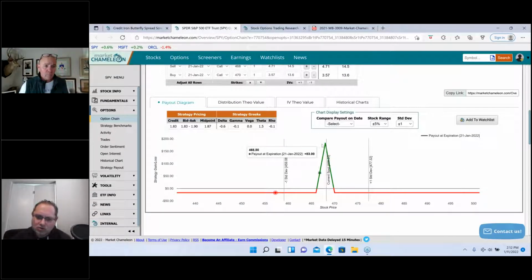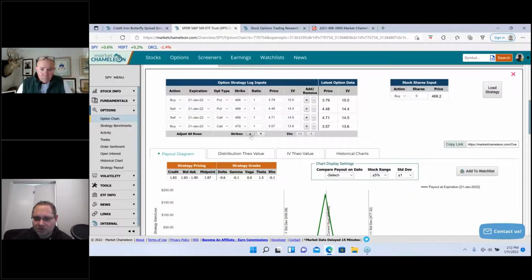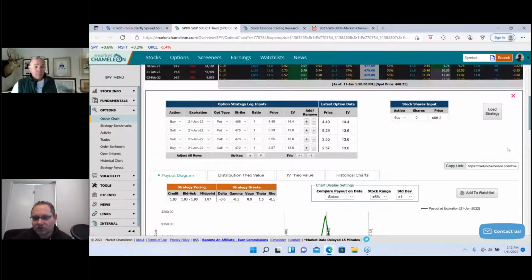And let's say you do think there's a better chance that it's going to rally a little bit and you want to pick that strike. We could move all these strikes up very easily through here. So see all these strikes, I'm just going to move them up. I'm going to move this middle part to 470. So let's go 1, 2. So now I moved the whole butterfly up. I'm going to reload that strategy.